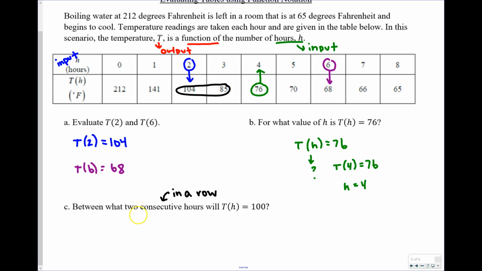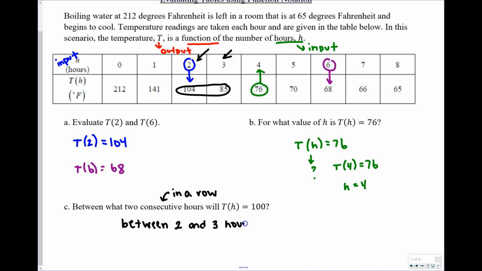So to answer between what 2 hours, I'm looking at hour 2 and hour 3. So my answer would be that between 2 and 3 hours, my temperature would at some point measure 100.